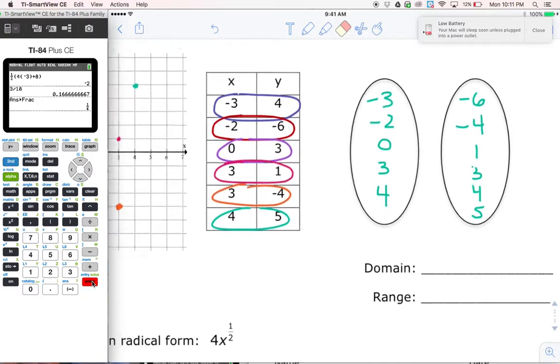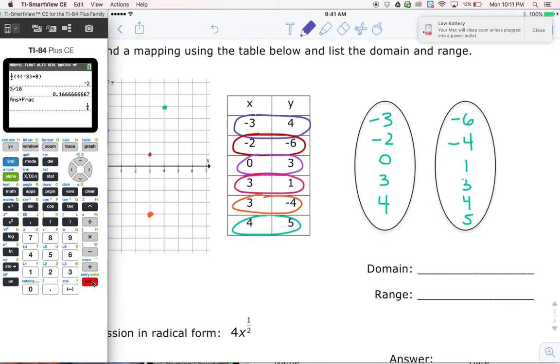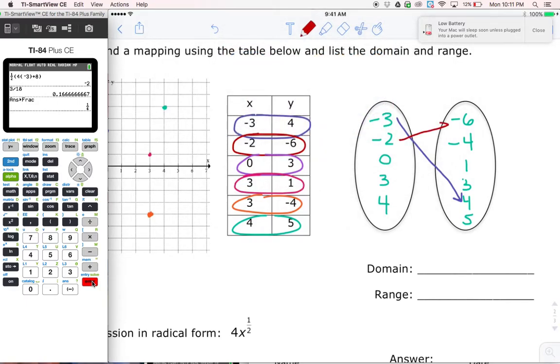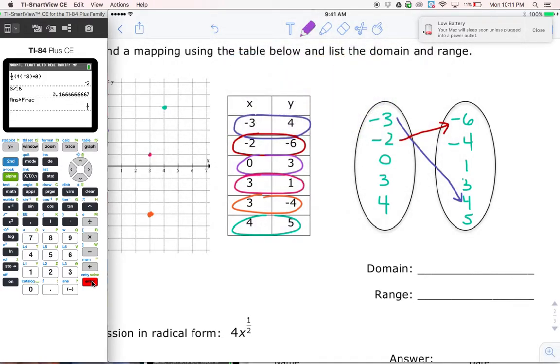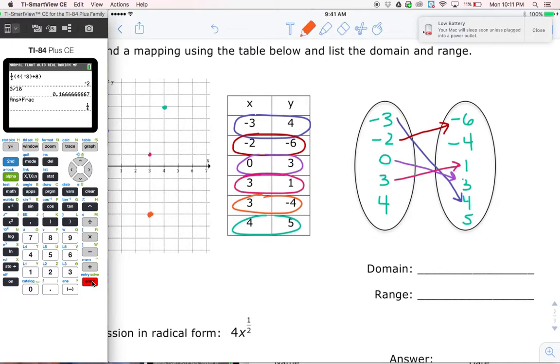Now draw your arrows. All right, so 3 goes to 4, positive 4. Okay. Negative 2 goes to negative 6. Let's see here. 0 goes to 3. All right. Then we've got 3 going to 1. And then we've got 3 going to negative 4. And last but not least, we've got 4 going to 5.